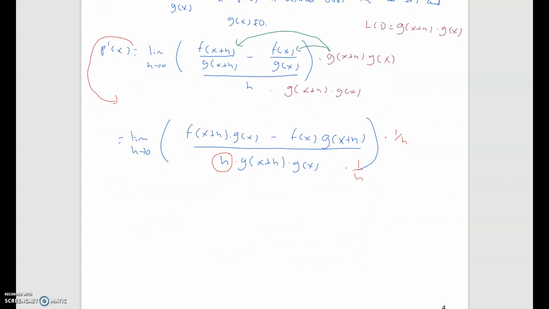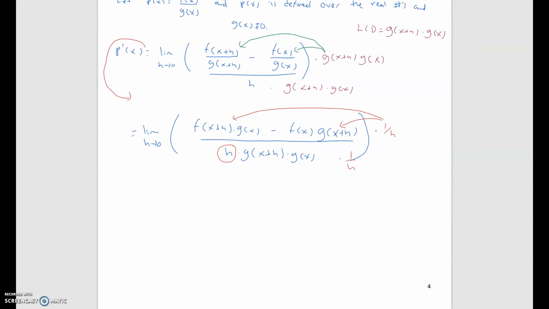So it's going to go to the top. As you multiply to the top, I'm going to put the h's with the function that has the x plus h and x plus h. And then at the bottom, the h's cancel, but they just go to the top. So I'm going to rewrite it in this form.